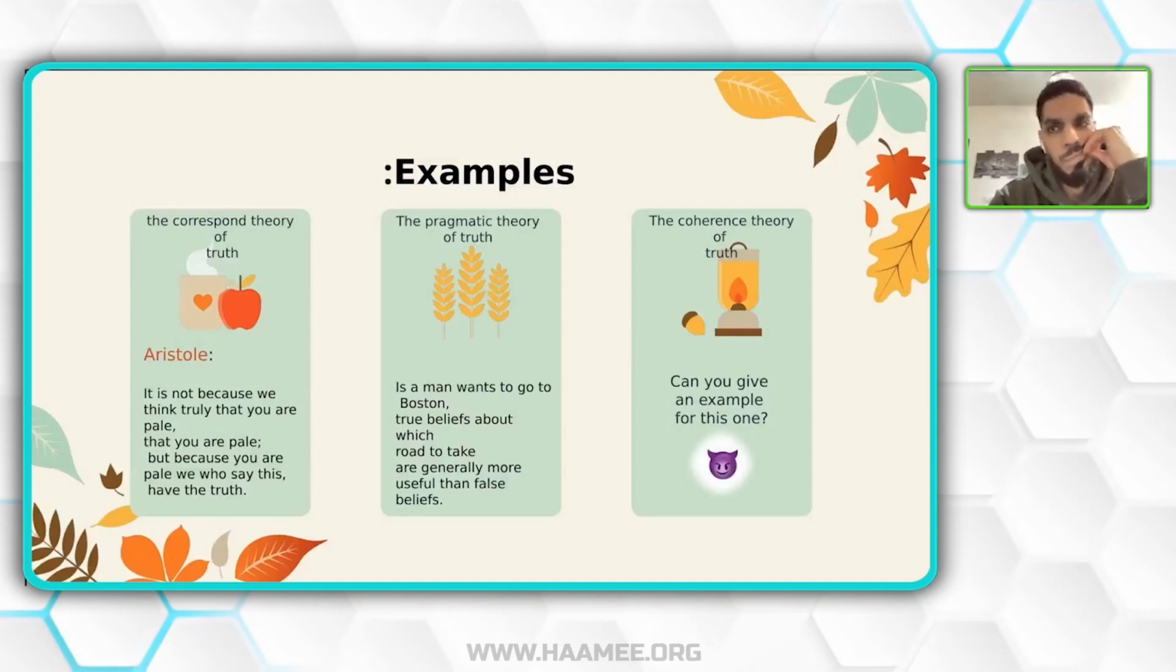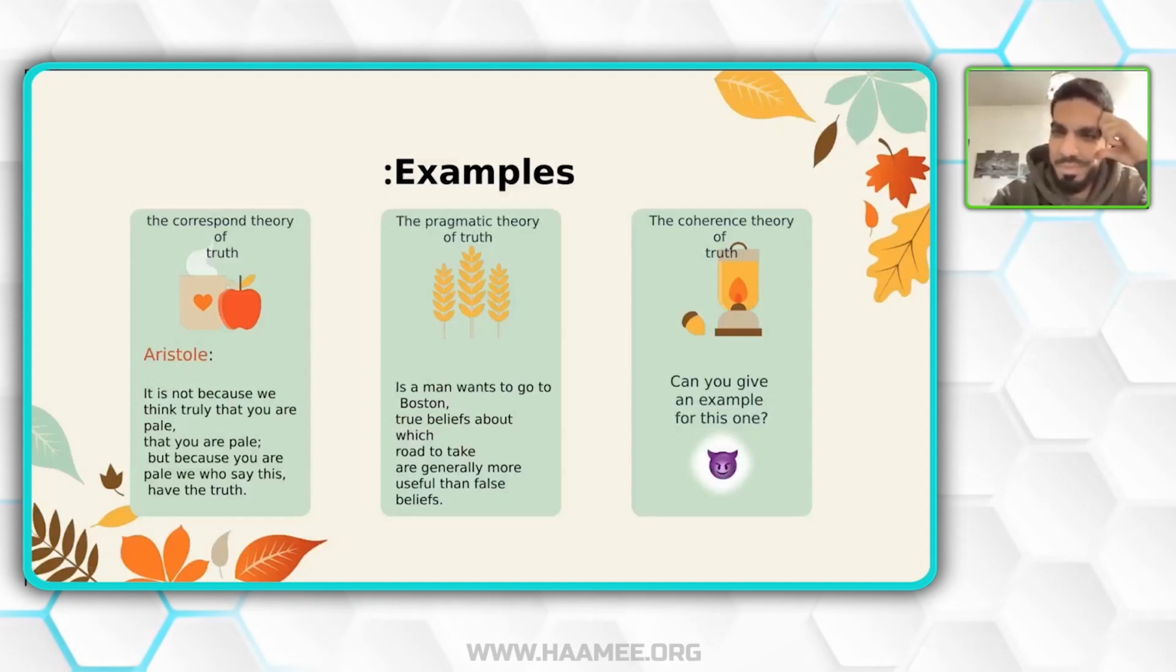And another example, for the pragmatic theory of truth, is a man who wants to go to Boston. True beliefs about which road to take are generally more useful than false beliefs. I explained this in theory number two, about pragmatism: what has a usage for us can be true. So for the coherence theory of truth, as you see, here I have a devil emoji because I want you to answer this one. So who can answer it?